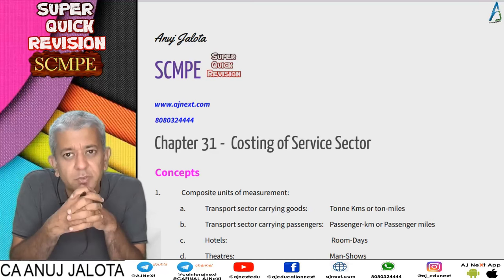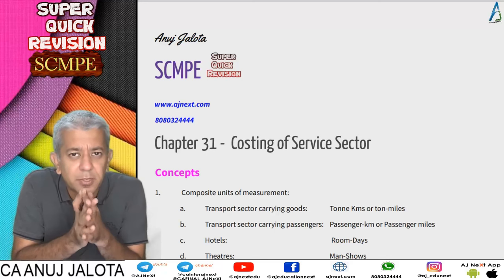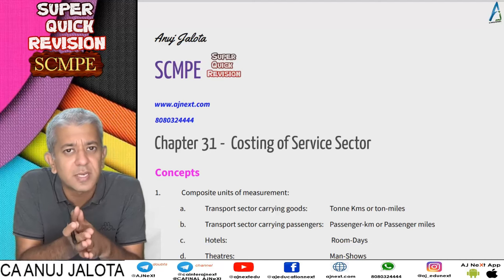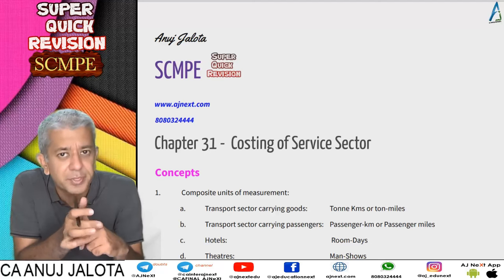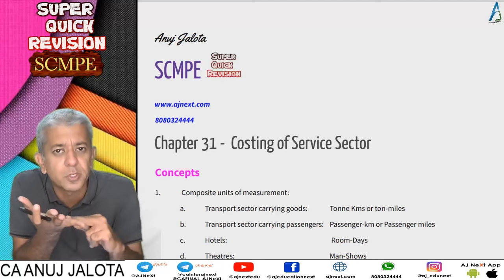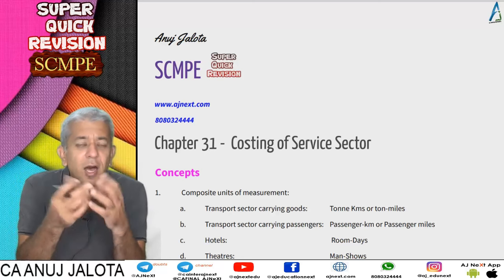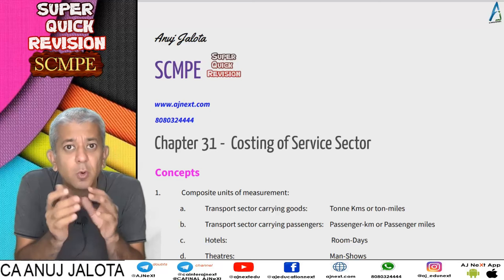Let's start it off, costing of service sector. Now, costing of service sector is comparatively an easier chapter. It started off with dealing with companies in the service sector, say transport companies which carry goods or passengers, aircraft companies, hospitals, hotels, theaters. Our first point when we started this chapter was, for all these companies, how do you measure the cost?